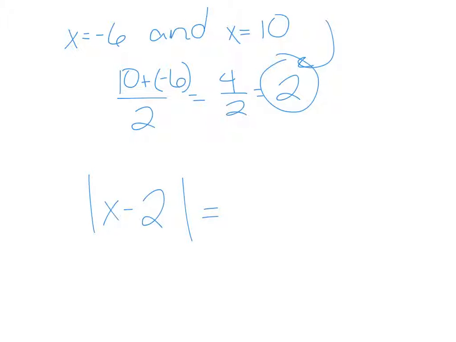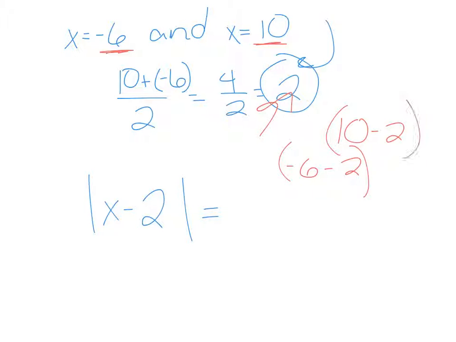Then to find the number that goes on the outside, what I need to do is find the distance between my number in the middle and either one of these other two. So it doesn't matter which one you do. You need to either do 10 minus 2 or you need to do negative 6 minus 2. Because either way, how far is that number from 2? 8. So your other number is 8. And that's how you write an absolute value equation, right there.